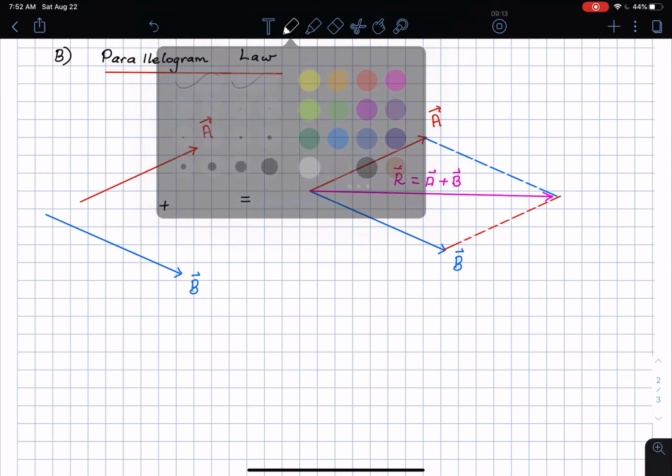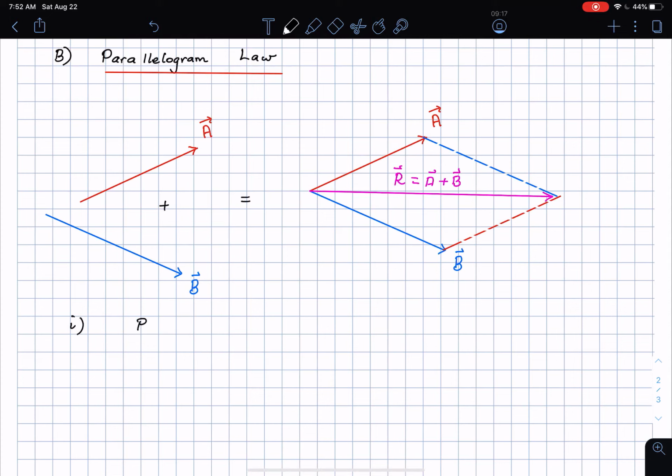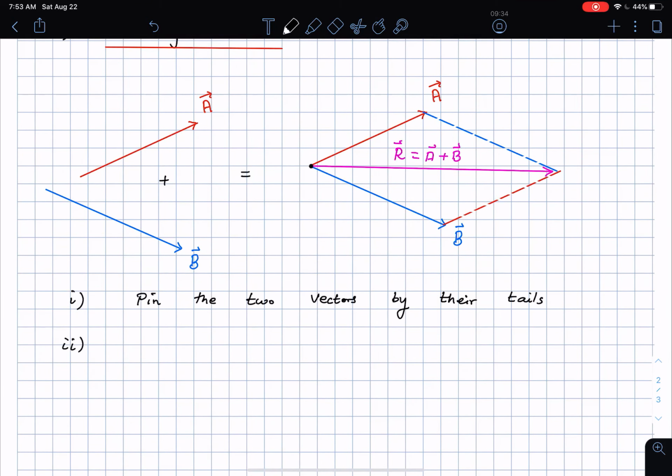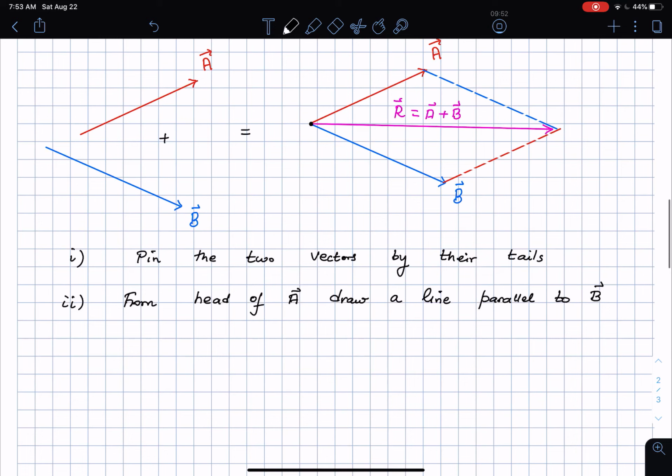So the first step is, pin the two vectors by their tails, right? And that's what you have seen here. They're pinned together by their tails. Then from the head of A, draw a line parallel to B. Likewise, from the head of B, draw a line parallel to A.